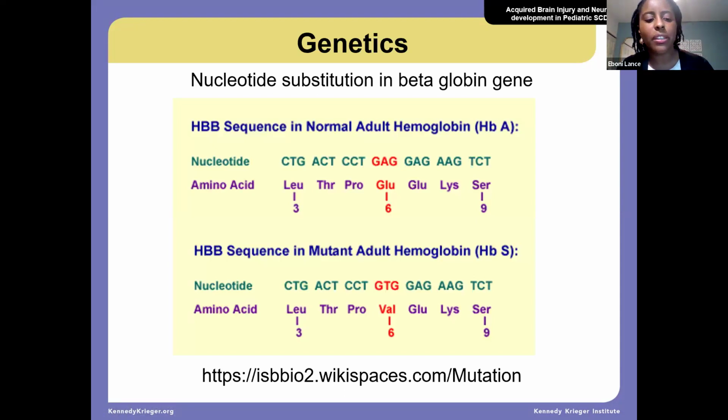So just to give you a little bit of background about sickle cell disease, I think most of you know this because it is one of the oldest genetic diseases that's ever been discovered. It's caused by a nucleotide substitution in the beta globin gene. That one substitution leads to a change in the amino acid code, which creates the hallmark of sickle cell disease, hemoglobin S.